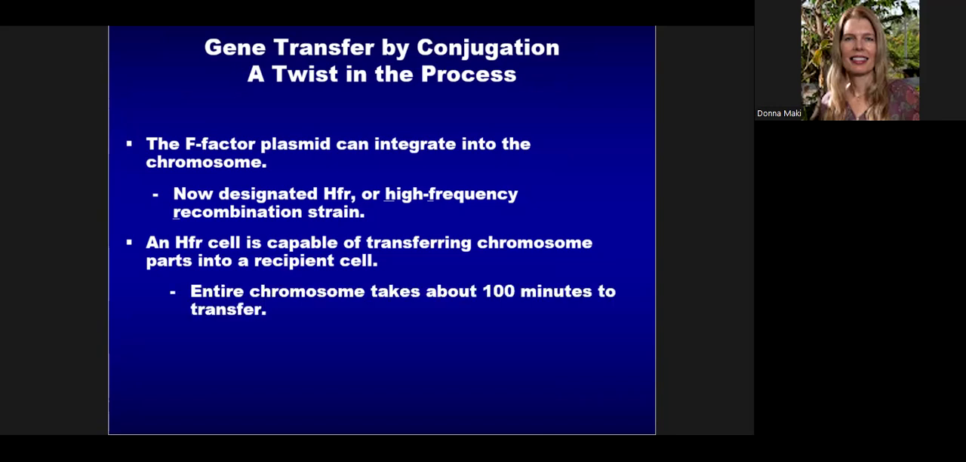Now, in the research lab, they can force the situation where they can make the whole chromosome go over. Again, if you're a living microbe, you wouldn't do that, right? You wouldn't give up your chromosome, you'd die. But experimentally, if you're curious, it takes about 100 minutes for the whole chromosome. But that, I'm sure, really doesn't happen in a natural setting.